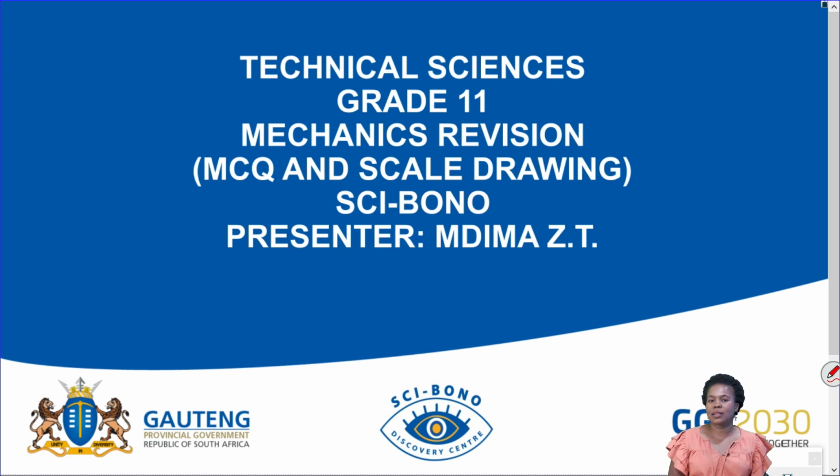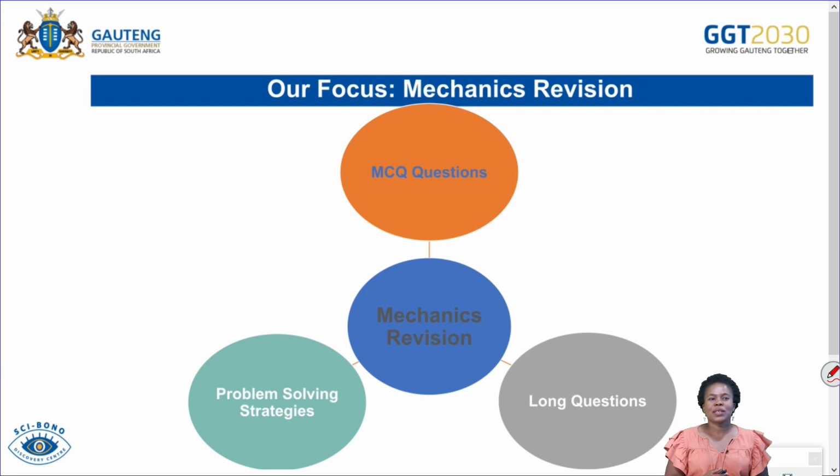Okay, whichever scale is presented to you, or in circumstances whereby you are the one that needs to work with the scale of your preference. Okay, so let's get started. As we said, the main focus today is the mechanics revision. We're going to be looking at the multiple choice questions. We're going to be looking at the long questions. We're going to be doing problem solving strategies and giving each other hints on how best we can answer the questions that are provided to us regarding mechanics.